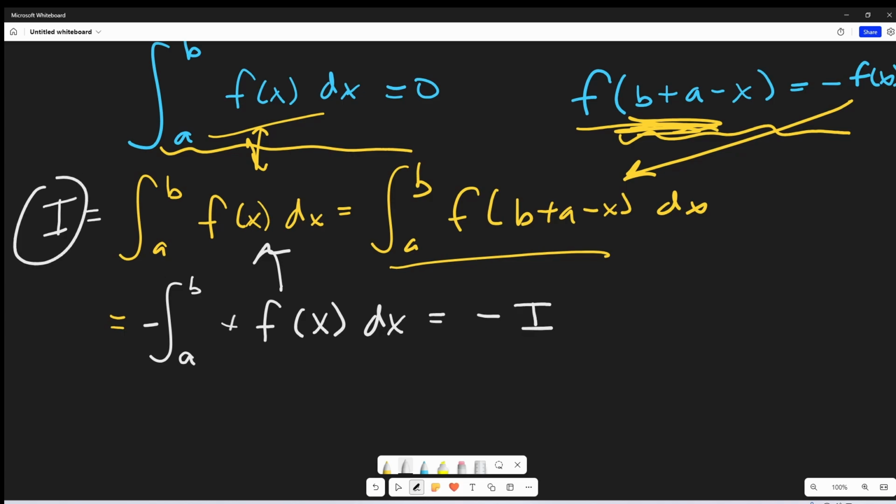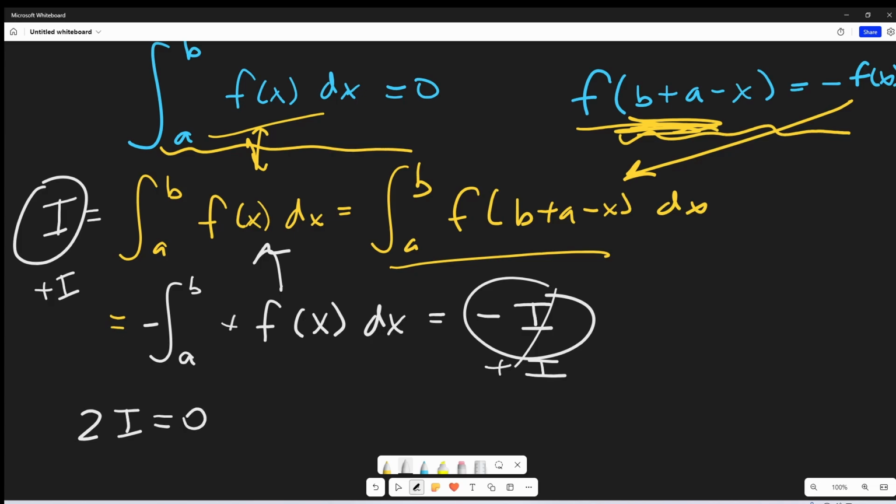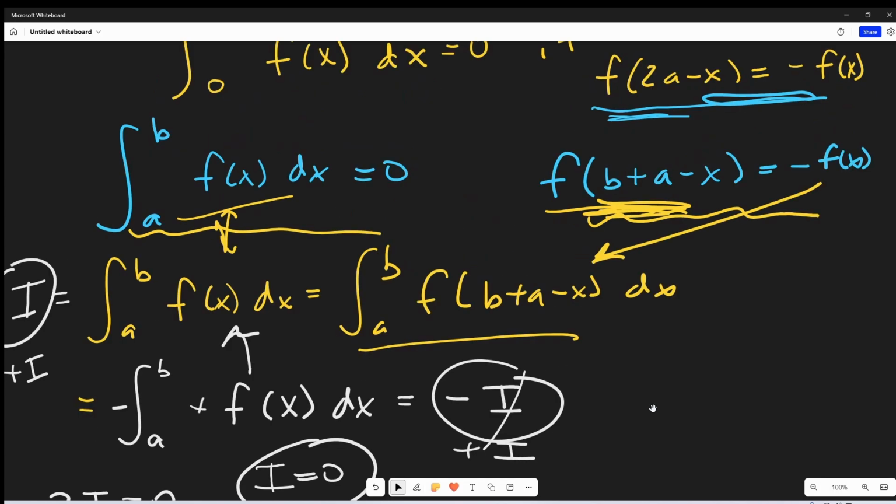So we're saying actually that I is equal to minus I. Well, then I can just add an I on both sides. On the left side here, we're going to have 2I, but then these are going to cancel, and then we're going to have 0. But if 2I equals 0, that implies that I equals 0. This is what we wanted to show right here. We've shown that our integral I is equal to 0.